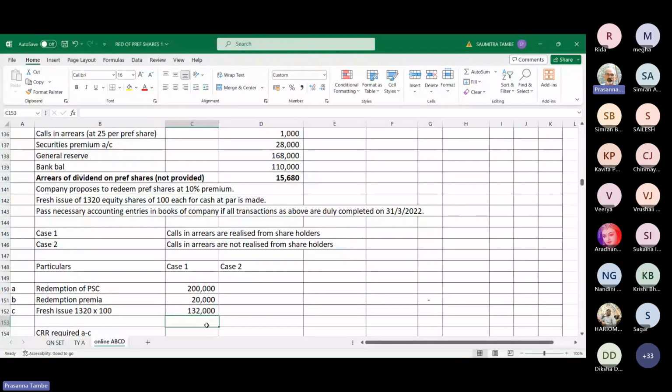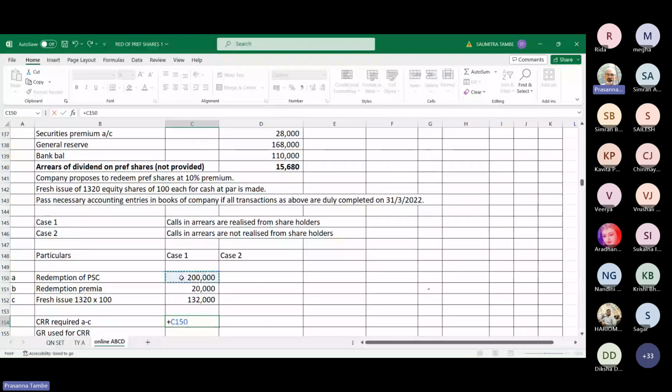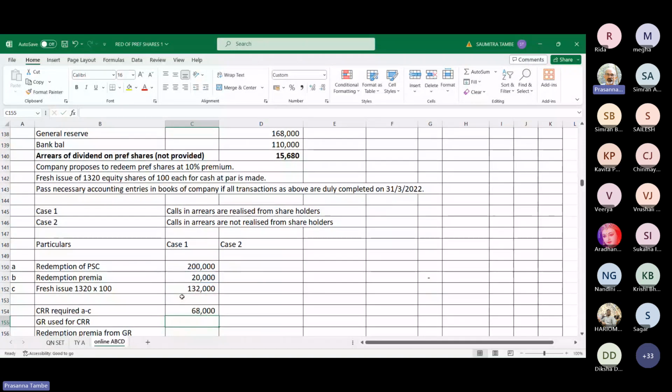So these are the required numbers as of now. 2 lakhs will be redemption, 20,000 will be premium. So 2,20,000 we have to pay. And you are going to make a fresh issue of 1,320 equity shares of 100 each for cash at par. That will fetch you 1,32,000. So that means we will definitely require a CRR because you are going to redeem preference share capital of 2 lakhs, but you are going to make a fresh issue of 1,32,000. So difference between these two will be your CRR. A minus C will give you the amount of CRR, which is 68,000. Correct?